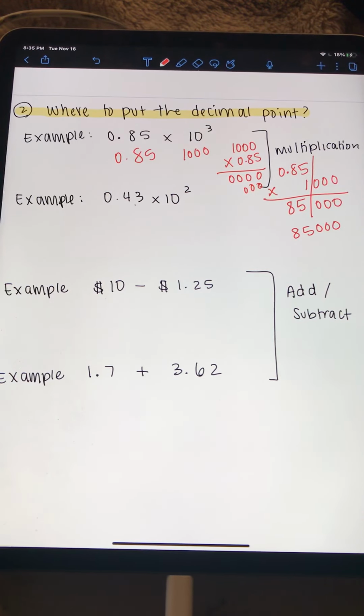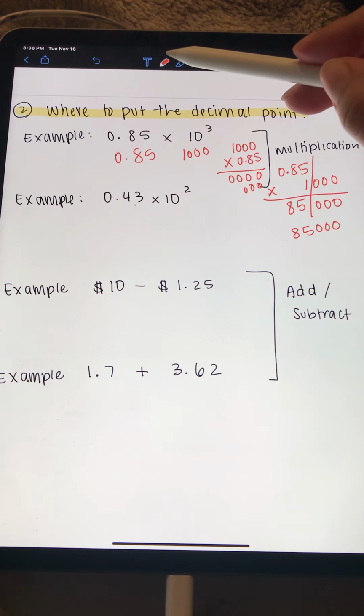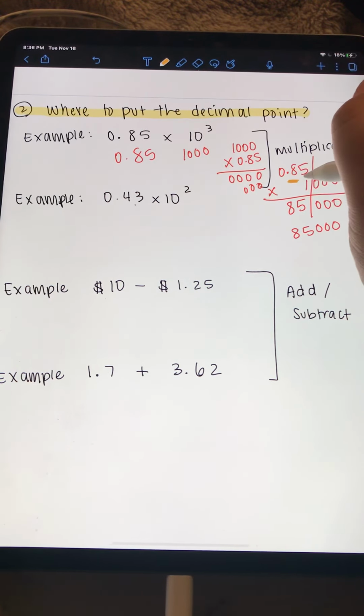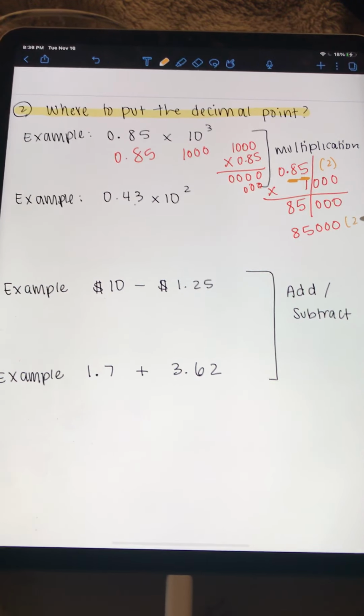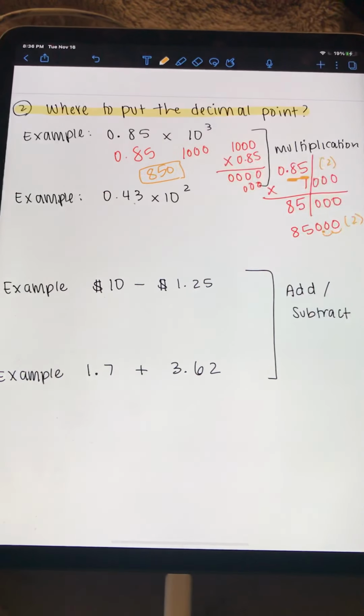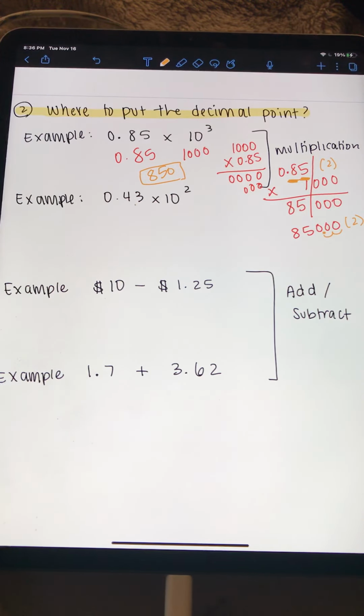And so then we ask ourselves, well, how many decimal points, or where do we put the decimal point, right? And what we do is we look at our factors, the numbers that we're multiplying, and we count how many there are. So right now we have an 8 and a 5, and then you would write 2 right here. So we say, okay, that means there needs to be 2 decimal place values in our answer. And then we would write our decimal there. So our answer is 850. Okay, that's our answer.